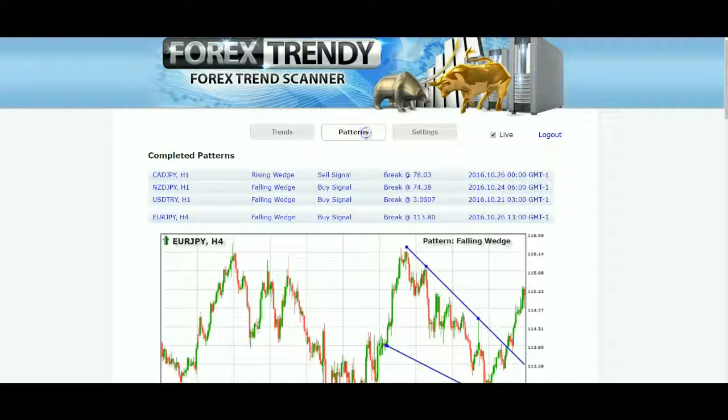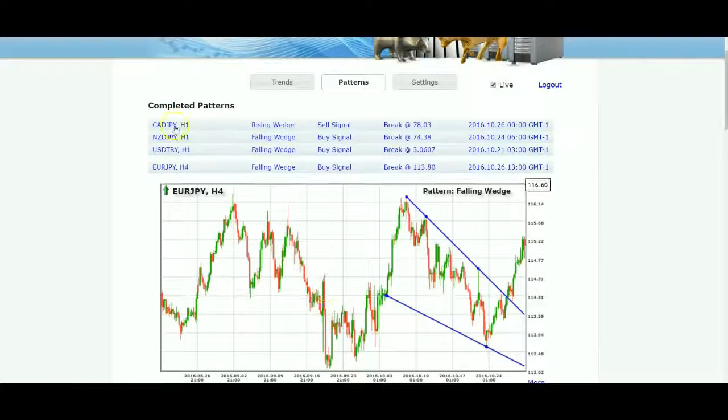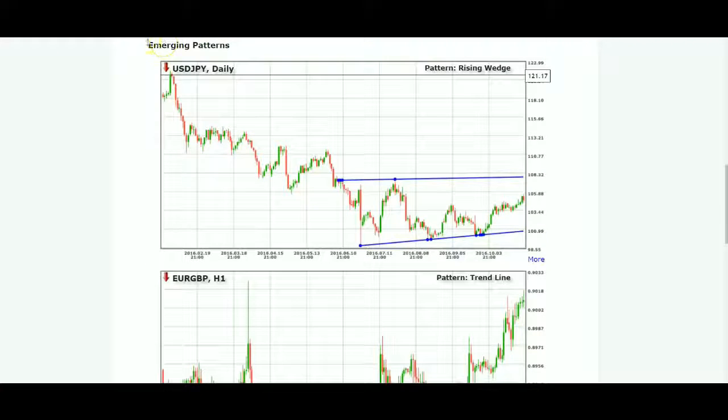Regarding the patterns, it has completed patterns. It's looking for where there is more than one touch point here. They've got two actually quite close together, but more than one touch point. More than two touch points. So there's got to be at least three touch points to make a support or resistance line valid. So here we have a falling wedge pattern, and because it's broken out of the falling wedge pattern, that's why it's a completed pattern. Whereas it also has emerging patterns.